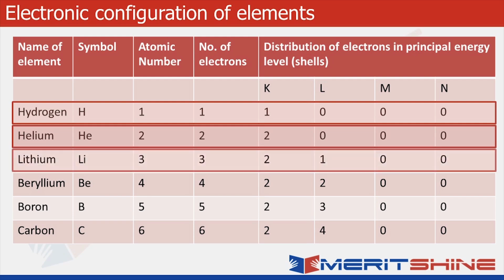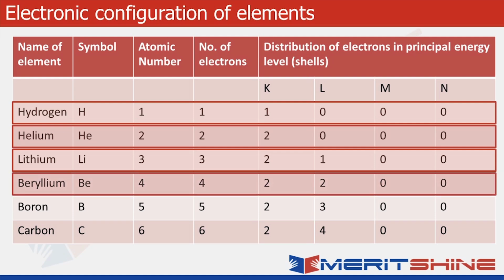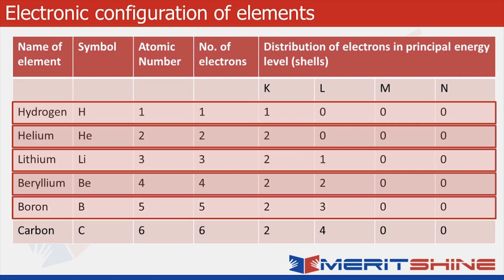Now let's move forward to lithium. We know lithium has 3 electrons. So the first 2 electrons will go into the K shell, but the third electron will now move to the L shell. As we know, the K shell can accommodate a maximum of 2 electrons as per the 2n square rule. So the third electron will go to the L shell. Let's move to beryllium. It has 4 electrons. The K shell again will have a maximum of 2 electrons, and the other 2 electrons will go to the L shell. Similarly for boron, K will have 2 and L will have 3 electrons.